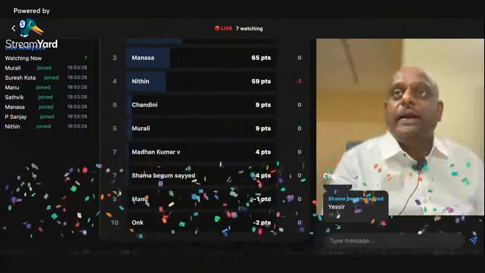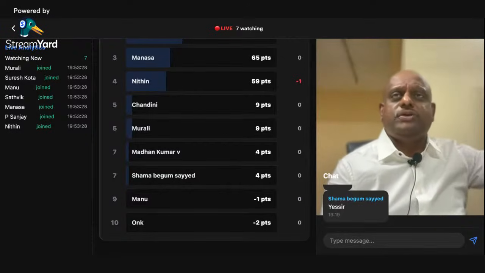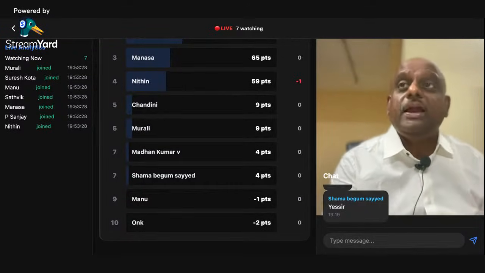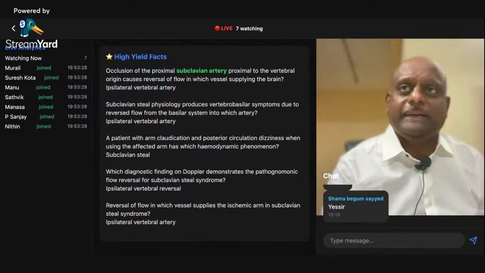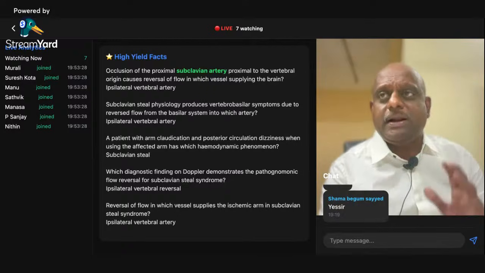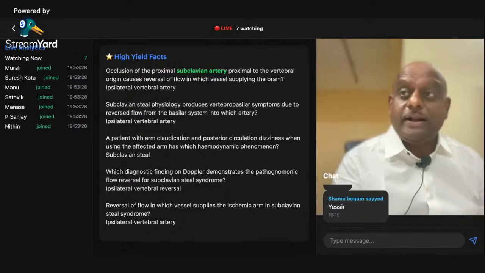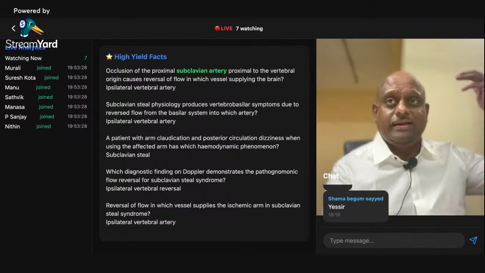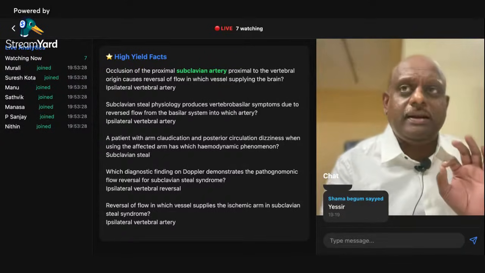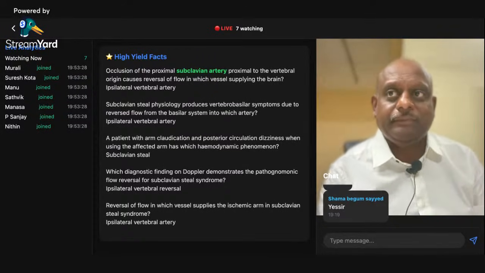So, it is the reversal of the blood flow into the ipsilateral vertebral artery which is responsible for the subclavian steal syndrome is what you need to basically remember. Whenever there is an occlusion of the proximal part of the subclavian artery, proximal to the vertebral origin, it causes the reversal of the flow, which is responsible for the ipsilateral vertebral artery lesion is what you need to basically remember. Right?